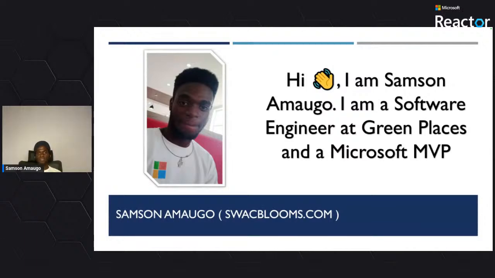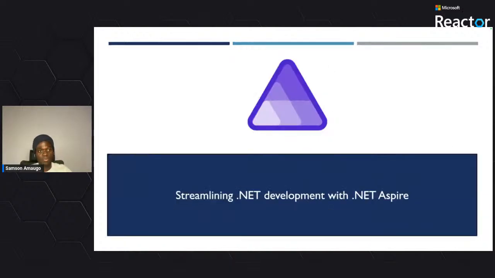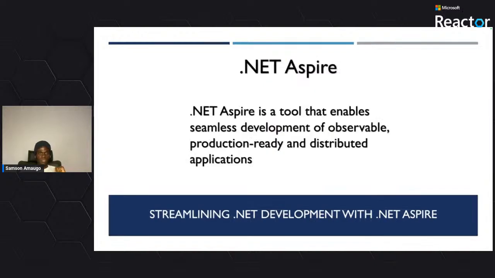Hello, everyone. I am Samson Amdugo. I am a software engineer at Green Places and a Microsoft MVP. So, for today's session, we're going to be talking about streamlining .NET development with .NET Aspire. So, what exactly is .NET Aspire? .NET Aspire is a tool that enables seamless development of observable, production-ready, and distributed applications. It makes it easy to set up locally.